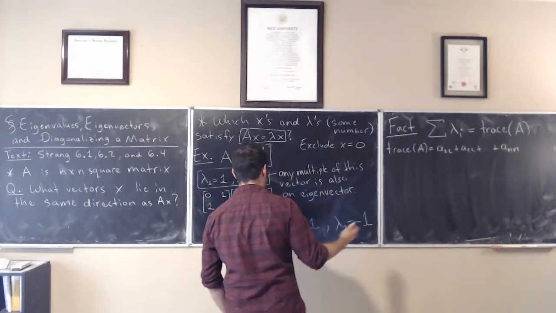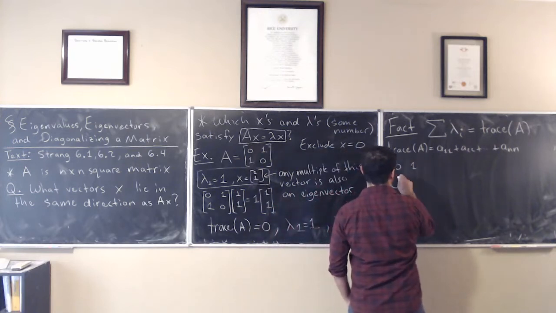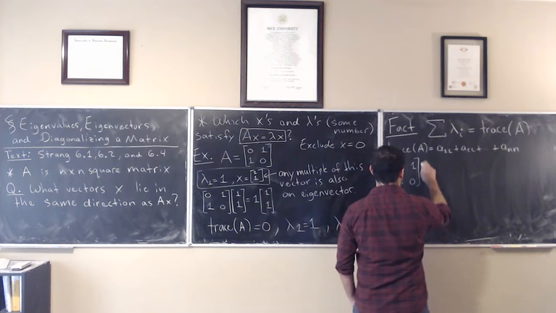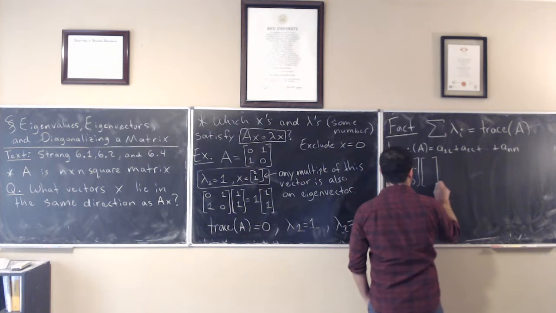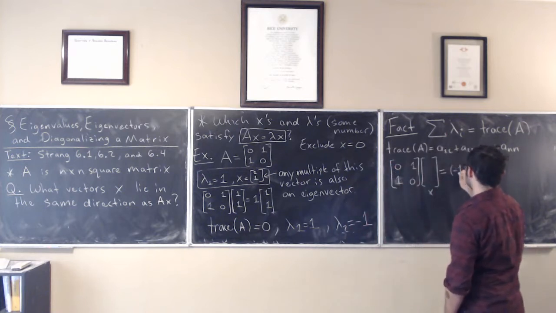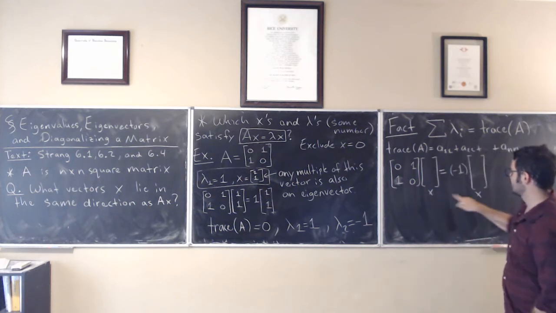Now the question becomes, for the permutation matrix 0, 1, 1, 0, what vector is going to satisfy this equation? Right, and this is, again, that's x and that's x.